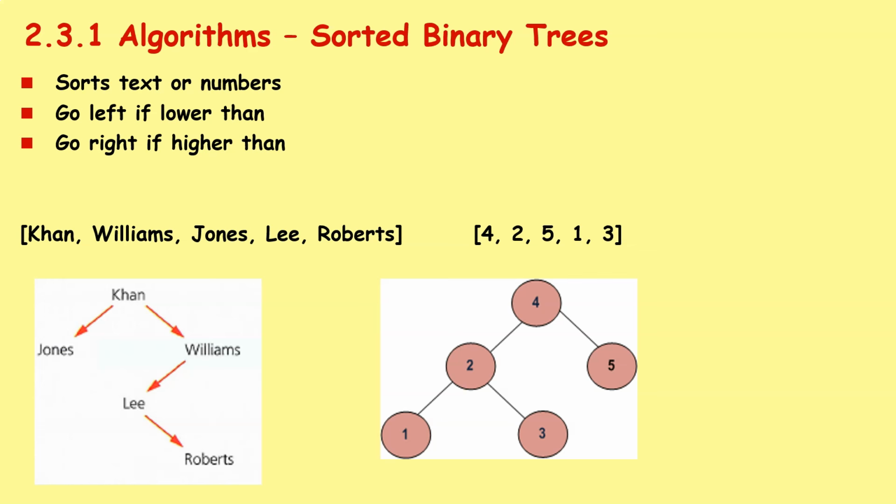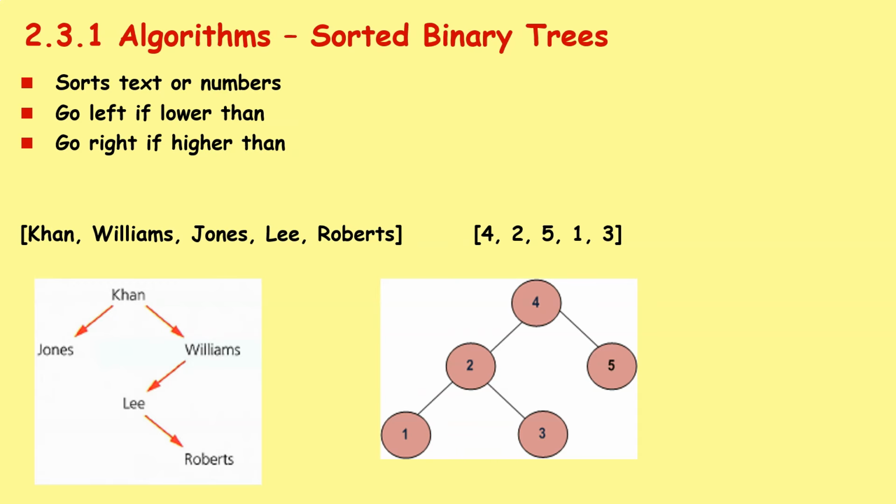If we have a look at the first example here, we start with Can as the parent node. William arrives and is greater than Can, so this goes to the right. Jones is less than Can, so goes to the left. Then we have Lee arriving, which is greater than Can, but less than Williams, so we go left. Then Roberts comes along. Roberts is greater than Can, less than Williams, but greater than Lee, so that goes to the right. This also works with numbers.